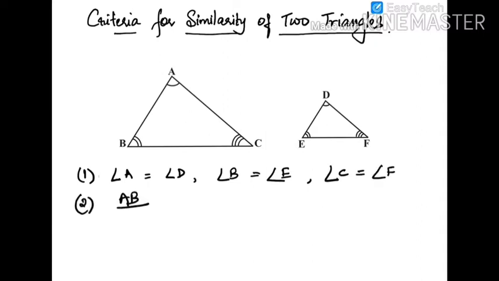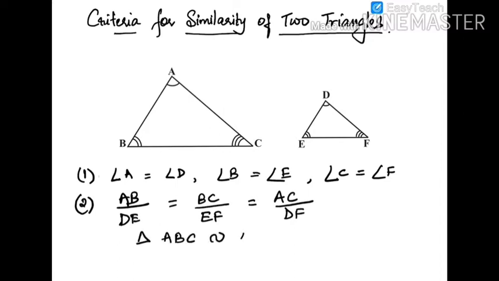According to the second condition, the ratio of corresponding sides, that is AB upon DE, should be equal to BC upon EF, should be equal to AC upon DF. If these two conditions are met, then we can say that the two triangles are similar, and symbolically we write triangle ABC is similar to triangle DEF.